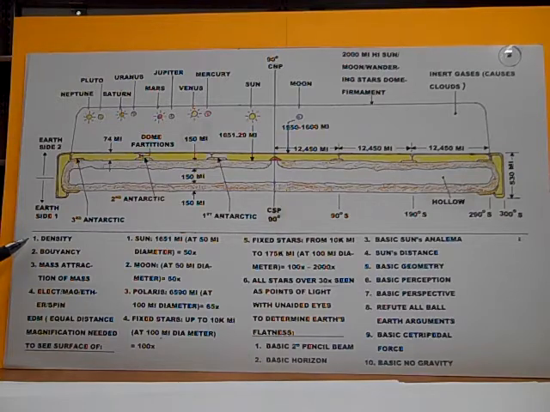One, density of objects. Solids are generally denser than liquids. Liquids are usually denser than gases. Gases are usually denser than plasma, and plasma denser than field. Now, number 1 is density. Number 2 is buoyancy. That makes up the Earth's field force.